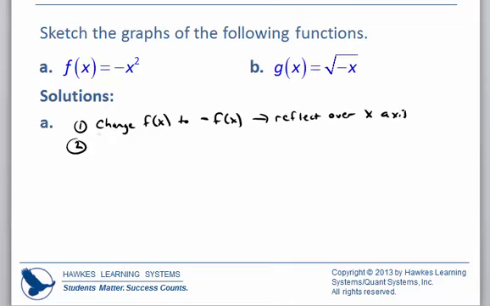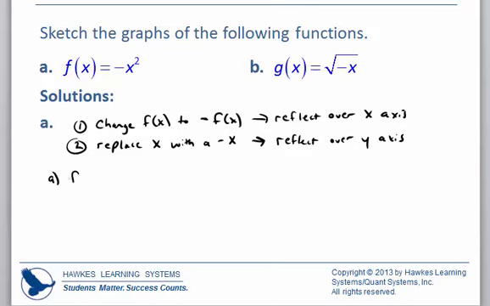The other option is that we can do a replacement, and replace the x with a negative x. If we do it that way, it's going to reflect the graph over the y-axis. With that in mind, let's look at these two examples. Part A asks us to graph f of x equals negative x squared.